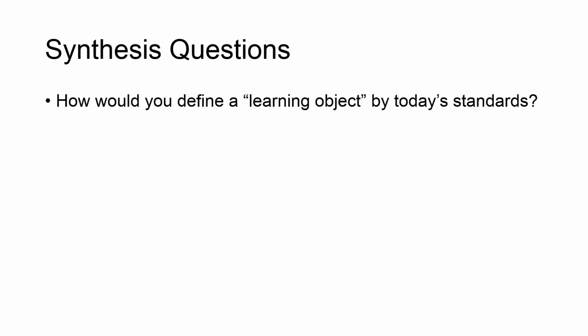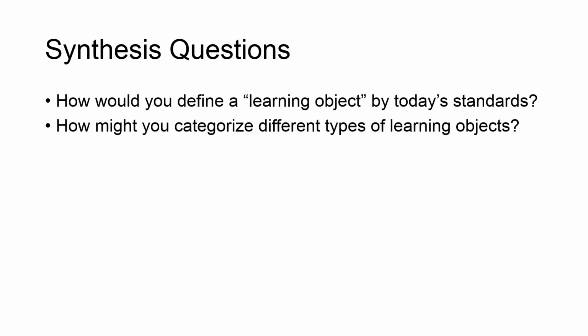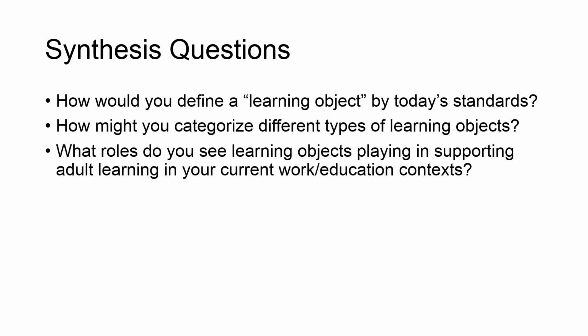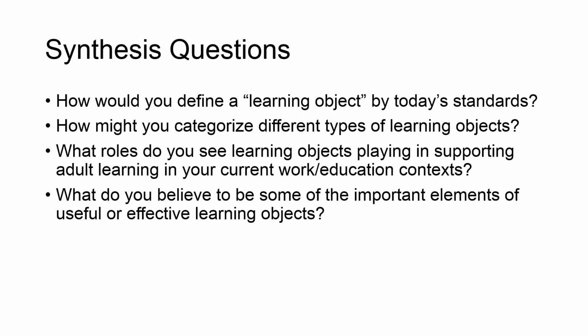Lastly, here are a few synthesis questions to consider as we end this video. How would you define a learning object by today's standards? How might you categorize different types of learning objects? What roles do you see learning objects playing in supporting adult learning in your current work or education contexts? What do you believe to be some of the important elements of useful or effective learning objects?